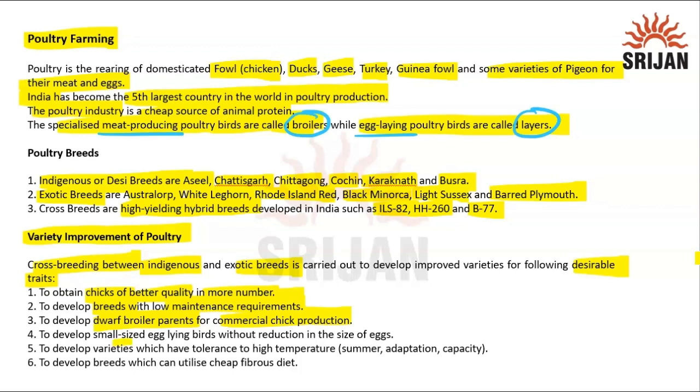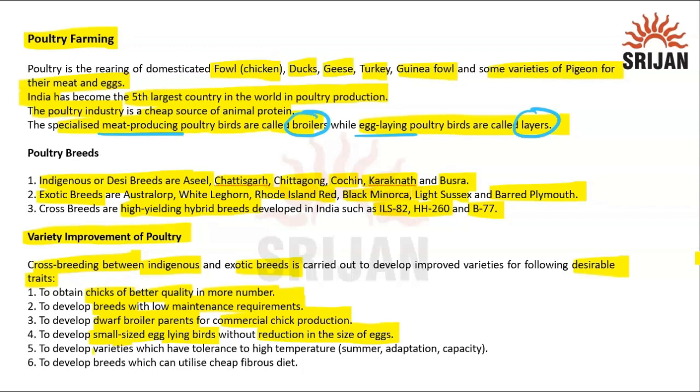Now, sometimes there is a requirement concerning the size of an egg as well. The egg should be bigger, and it should have a certain nutrition value. So in terms of that, we can develop small size egg-laying birds without reduction in the size of the eggs. That means you might change their environmental habitats, but it does not affect the size of the eggs that they are going to lay.